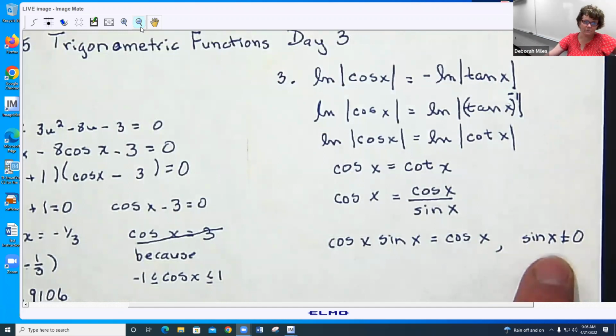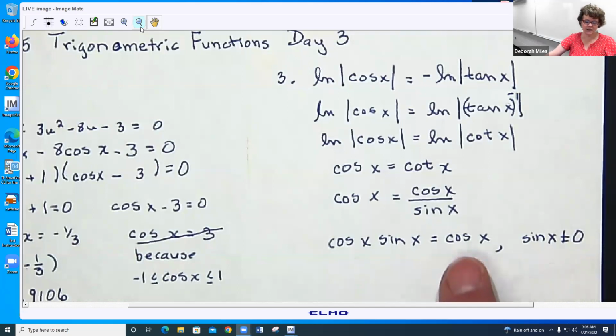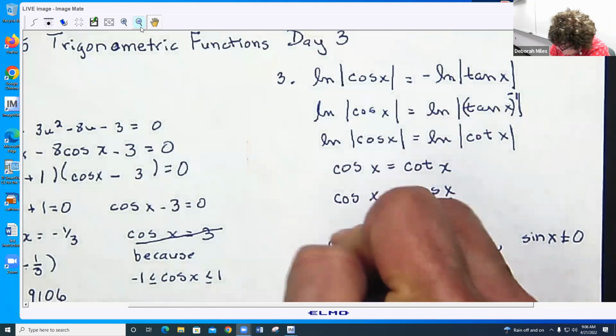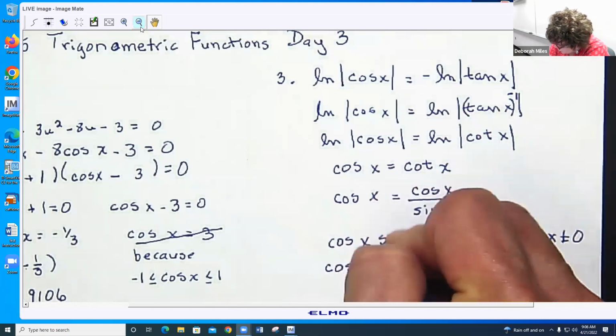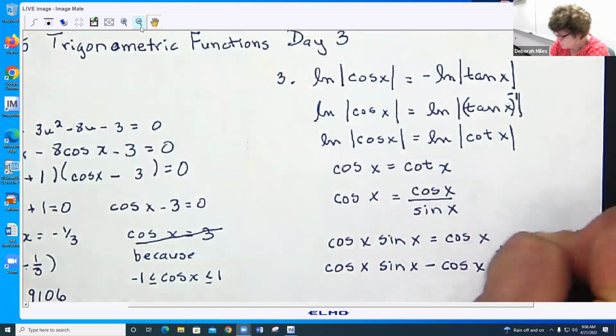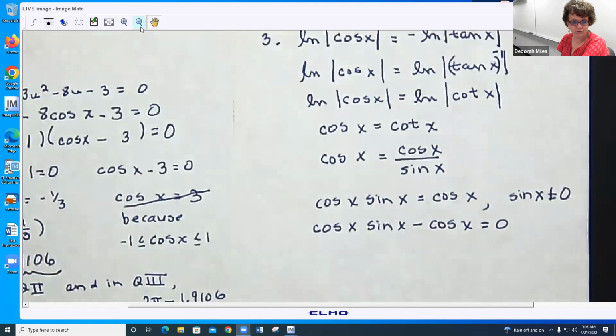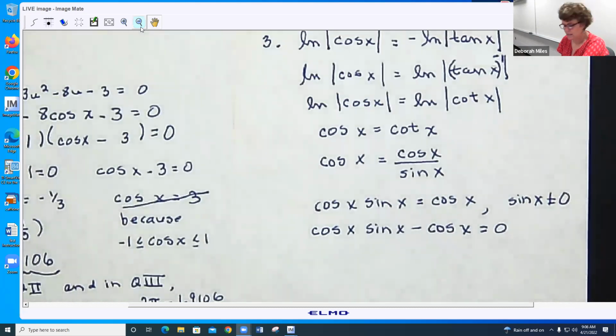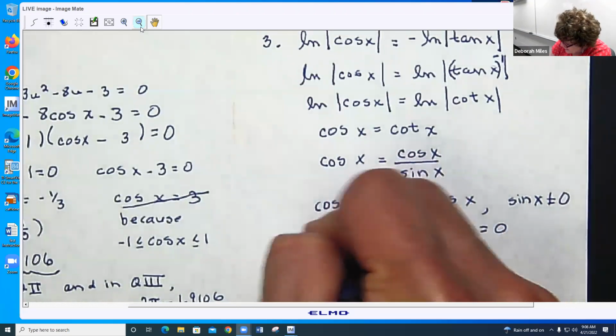Now, I just thought of something else we could have done at the beginning that would have made this way easier. But right now I'm illustrating that you don't always think of the easiest way to solve something. You can still solve it. Let's finish it this way, and then I'm going to tell you what I think would have been easier. I'm going to speed up just a little bit on this one. I'm going to set it equal to 0 by subtracting cosine x from both sides. And then I can factor out a cosine x.